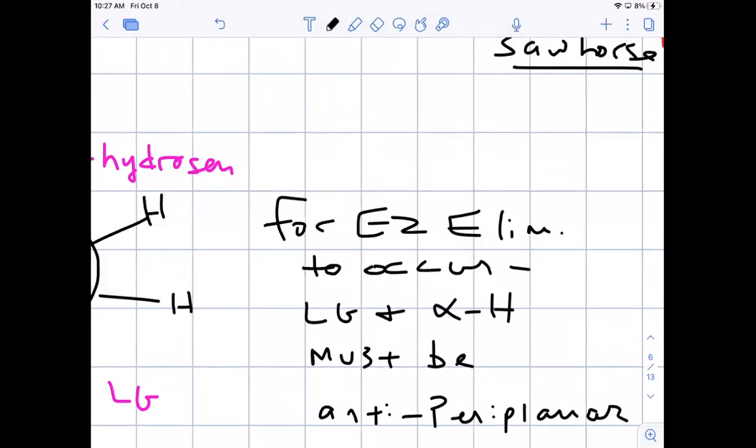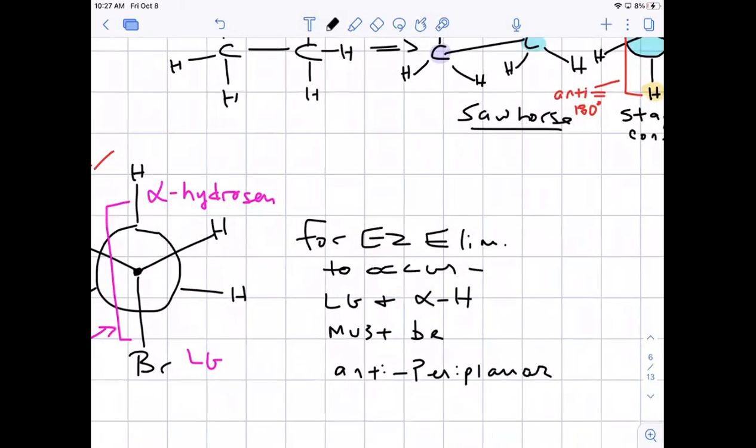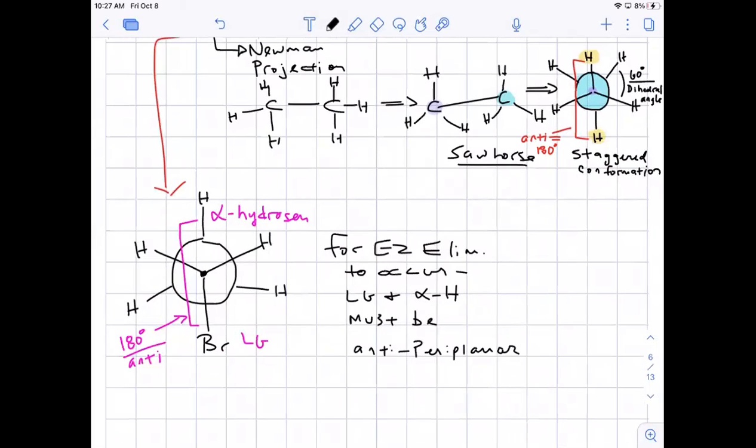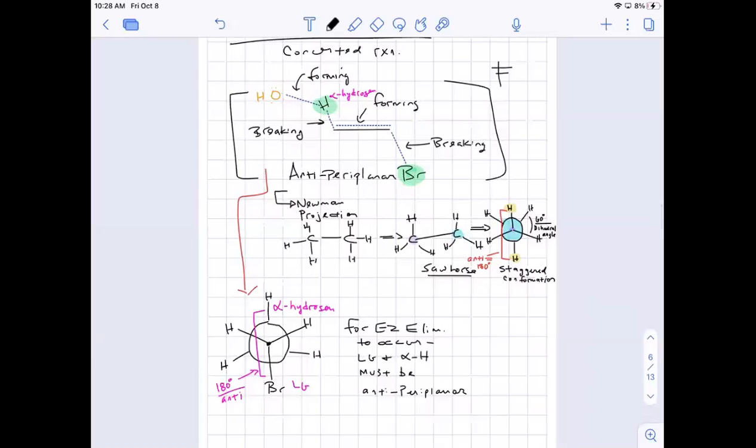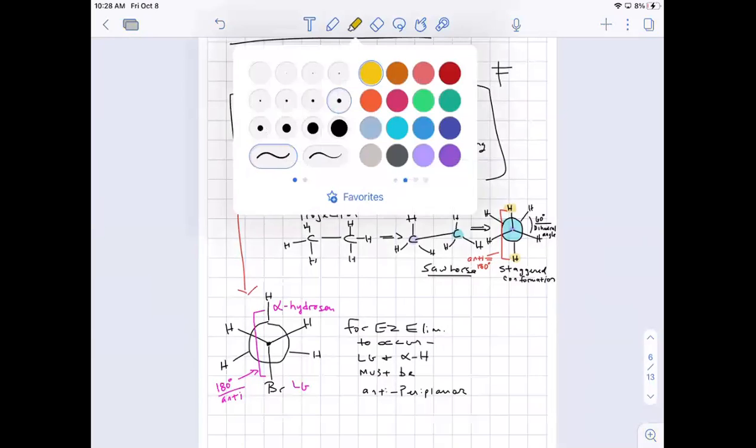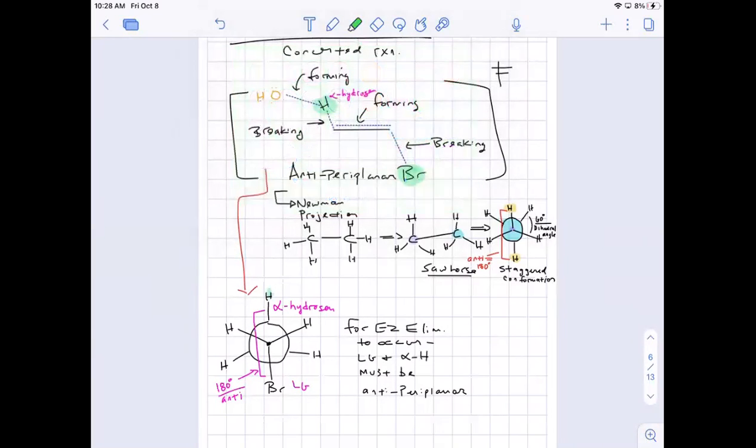There are some instances where an anti-geometry is impossible to adopt. I'm not going to get into that here because I don't want to get too deep in the weeds with these conformations because we're going to do a whole section on that. But I want to introduce it because that's the way to think about these E2 eliminations. It's a good way to visualize the conformation that's necessary for the elimination to happen. So for this to happen, you have to have your alpha hydrogen and your bromine, or your leaving group, anti-periplanar to one another. All right, any questions about that?